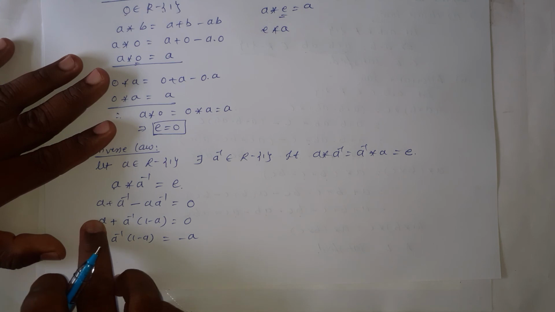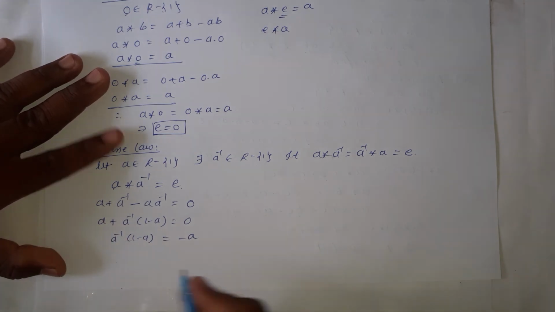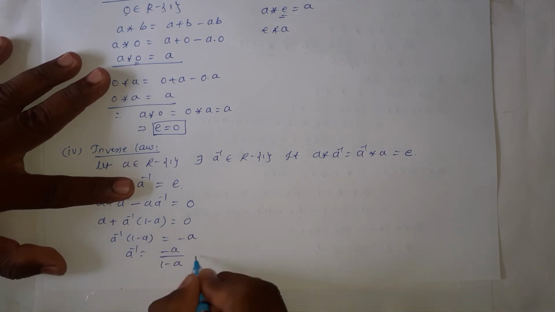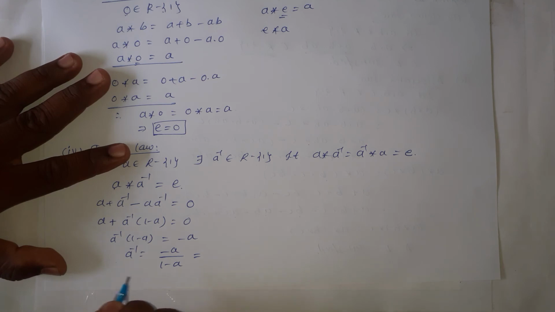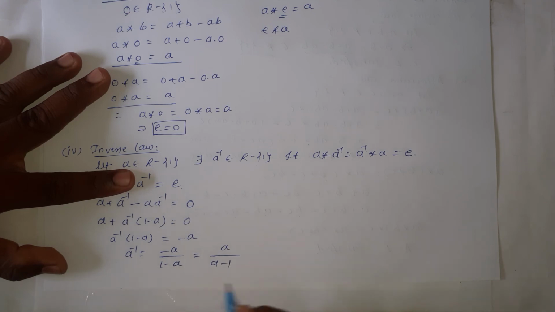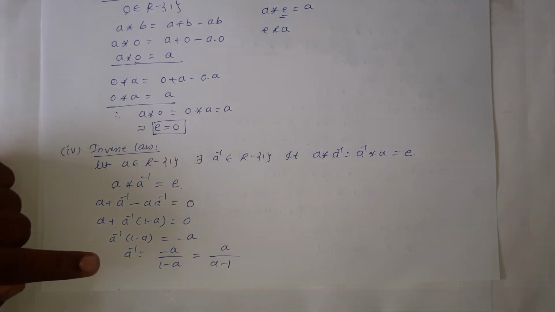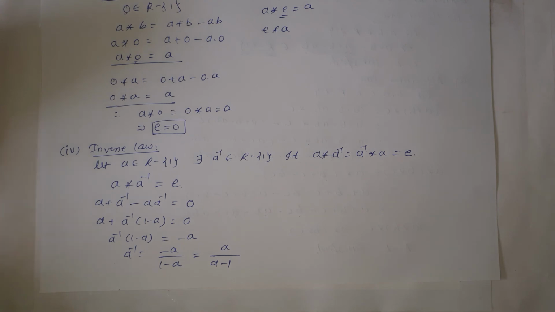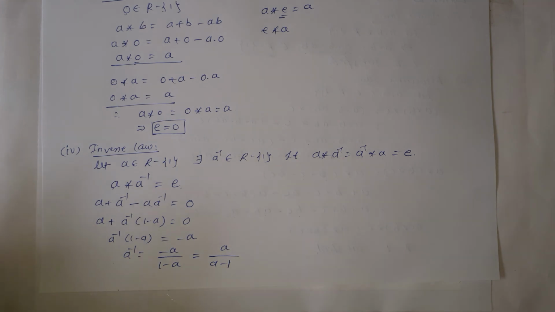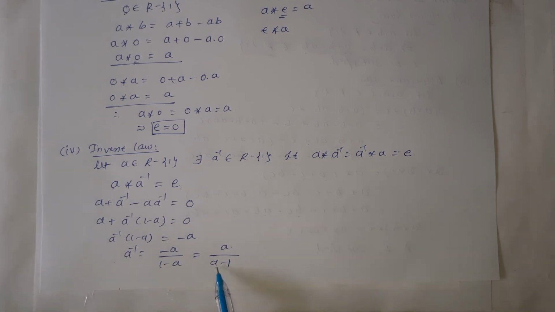By shifting this plus A to the RHS, it becomes minus. Then A inverse is equal to minus A divided by 1 minus A, or by taking minus common in the denominator, we can write A divided by A minus 1. So, here the inverse of A is A divided by A minus 1. Therefore, if you want the inverse of B, then just replace A by B. If you want C, then replace A by C in this result. So, A inverse is equal to A divided by A minus 1, and in the denominator we have A minus 1.